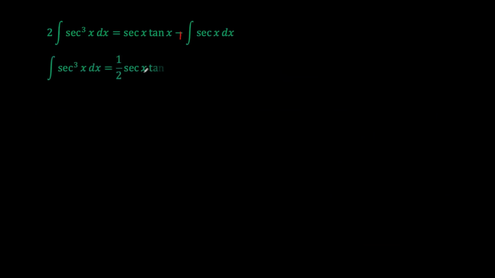Okay, so we're making progress. Now we're going to divide both sides by 2 to remove this 2 on the left-hand side. We again say this was plus. Now, the integral of sec cube x is the same as half sec x tan x plus a half the integral of sec x.